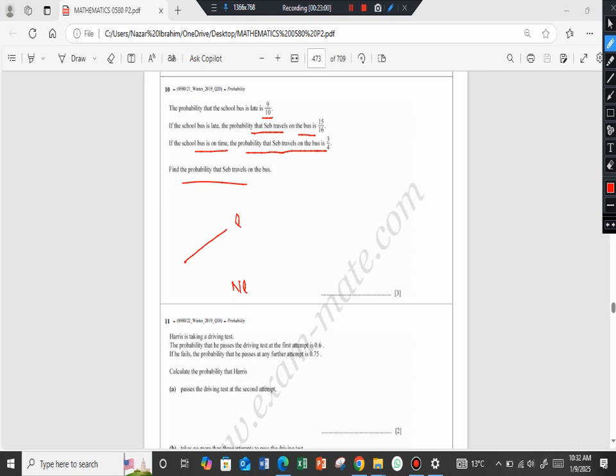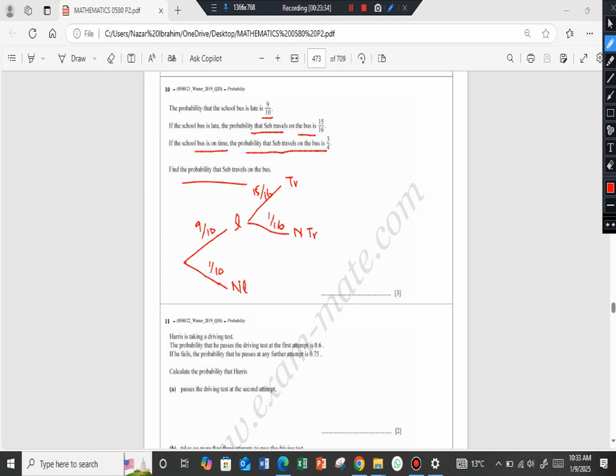So the probability that the school bus is late is 9 upon 10, and if not late, 1 minus 9 upon 10 will be 1 upon 10. This will sum up to 1. If the school bus is late, then the probability that Seb travels on the bus or does not travel: travels is 15 upon 16, not travels is 1 minus 15 upon 16, which is 1 upon 16.